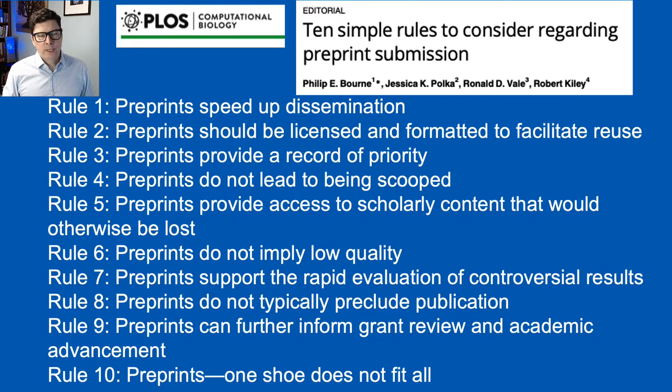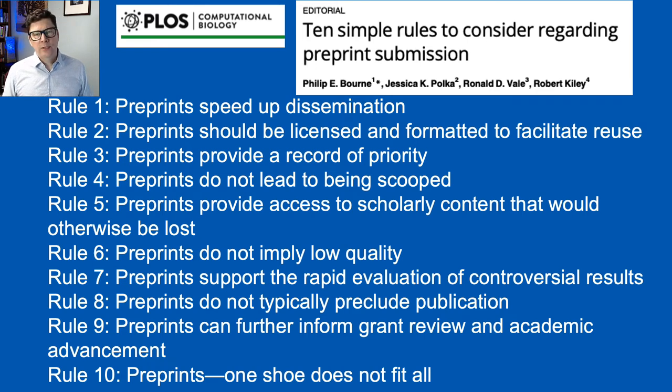Rule 5, preprints provide access to scholarly content that would otherwise be lost. So this point is getting at the fact that sometimes it's really hard to publish results, even if they're good results. So maybe they're negative results, or maybe it's just some results that don't make up enough of a story to have a complete publication. So you can still submit those to a preprint server, and other researchers can access that information and even cite it. Rule 6, preprints do not imply low quality.